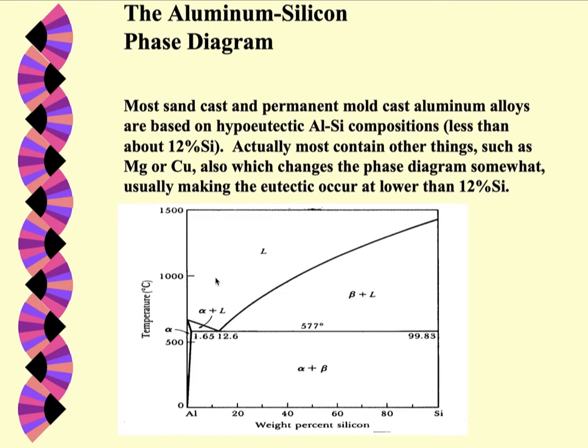So hypoeutectoid, or sorry, hypoeutectic. This is eutectic, not eutectoid. Eutectic has to do with liquid, and eutectoid has to do with solids, okay? So we're dealing with a eutectic here. Another example would be lead and tin. Lead and tin form a eutectic right around 50% actually, and it melts at a much lower temperature.